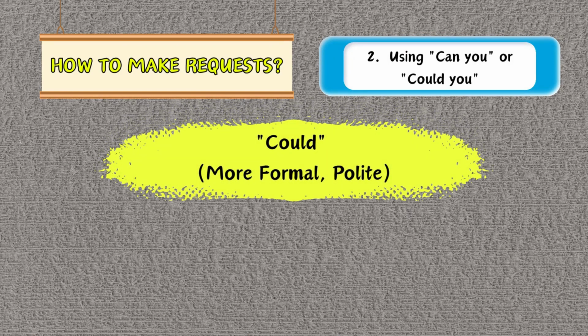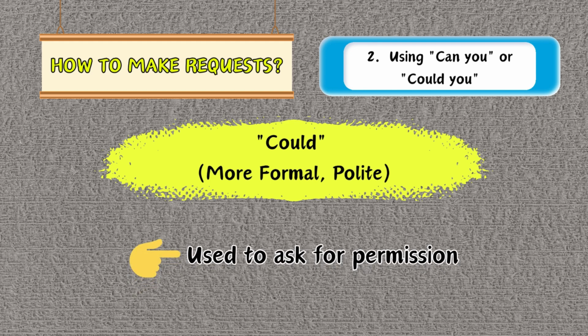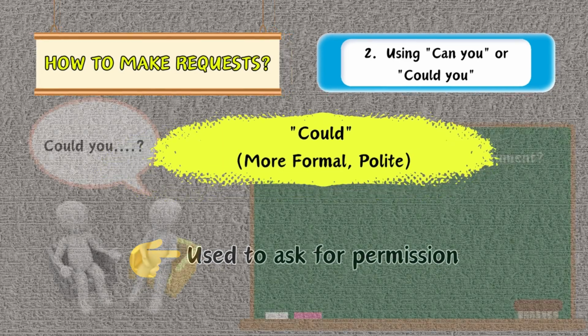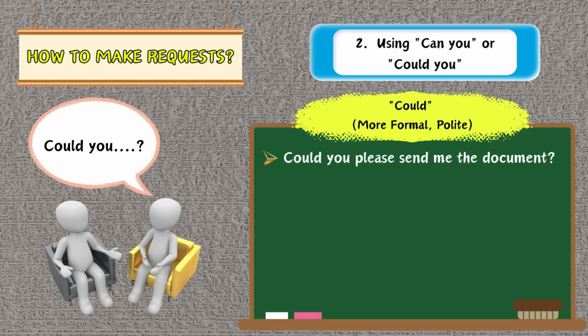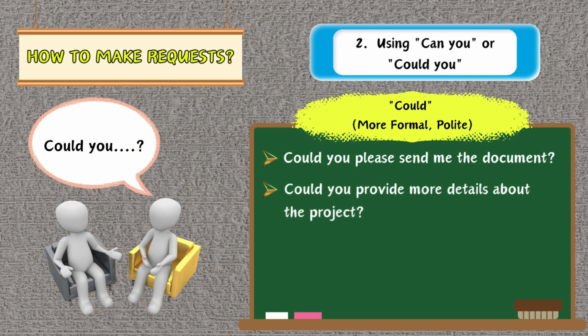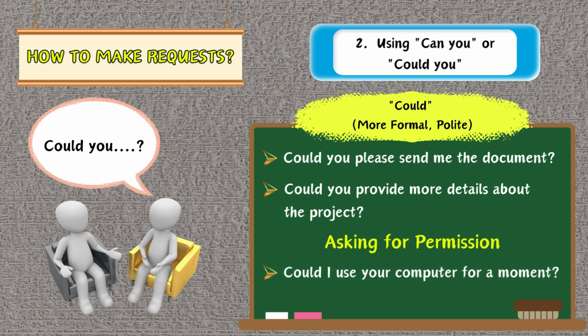Could is considered more polite and is often used in formal situations or when you want to be especially courteous. Could is also used to ask for permission. Example, could you please send me the document? Could you provide more details about the project? Could I use your computer for a moment?